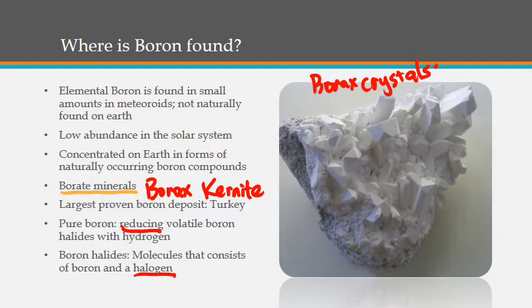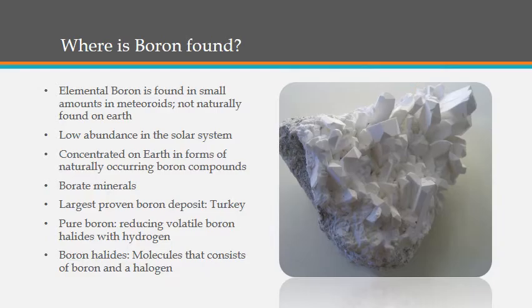So what are halogens? What are the halogens that are involved in these boron halide compounds? Halogen is not an element. Halogen is a type of element, which includes fluorine, chlorine, bromine, iodine, and astatine. So a boron halide is a molecule that consists of one of these elements and boron.